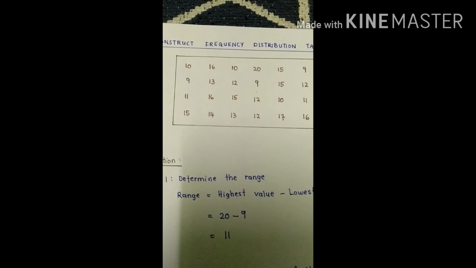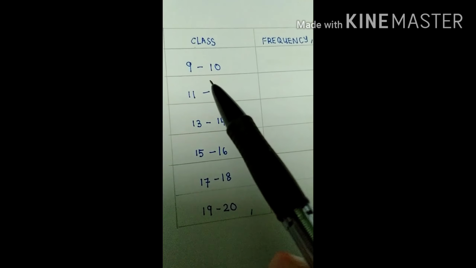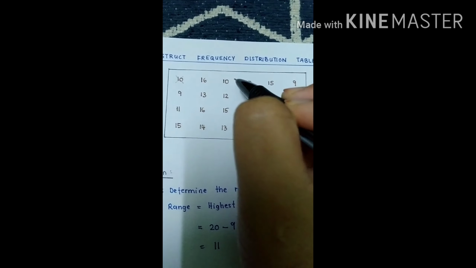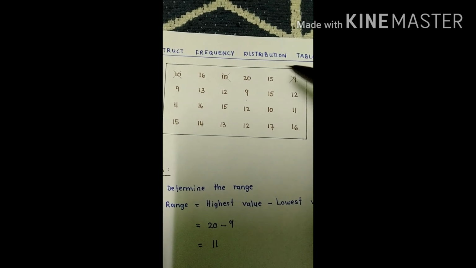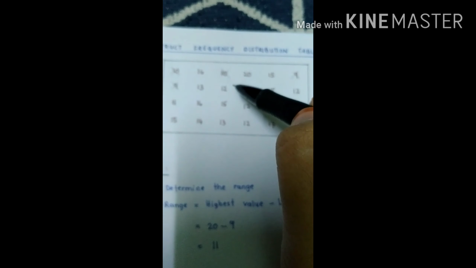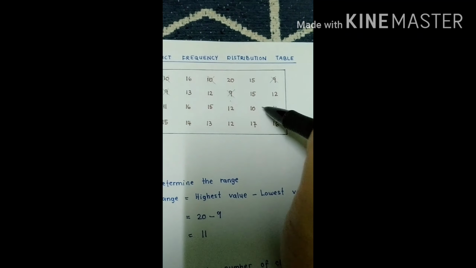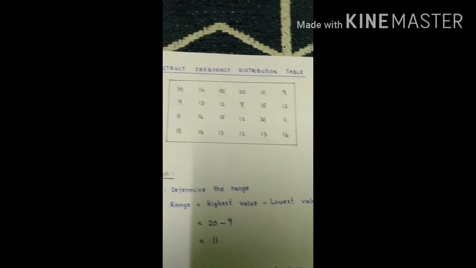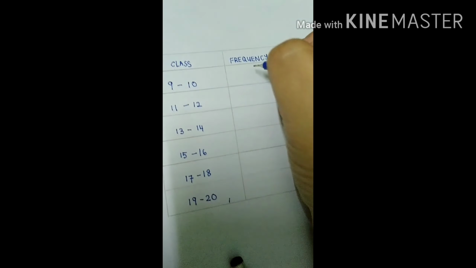Okay, so we must fill up the frequency for the first class 9 to 10. From this raw data we have 1, 2, 3, 4, 5, 6. So we have 6 data from 9 to 10.